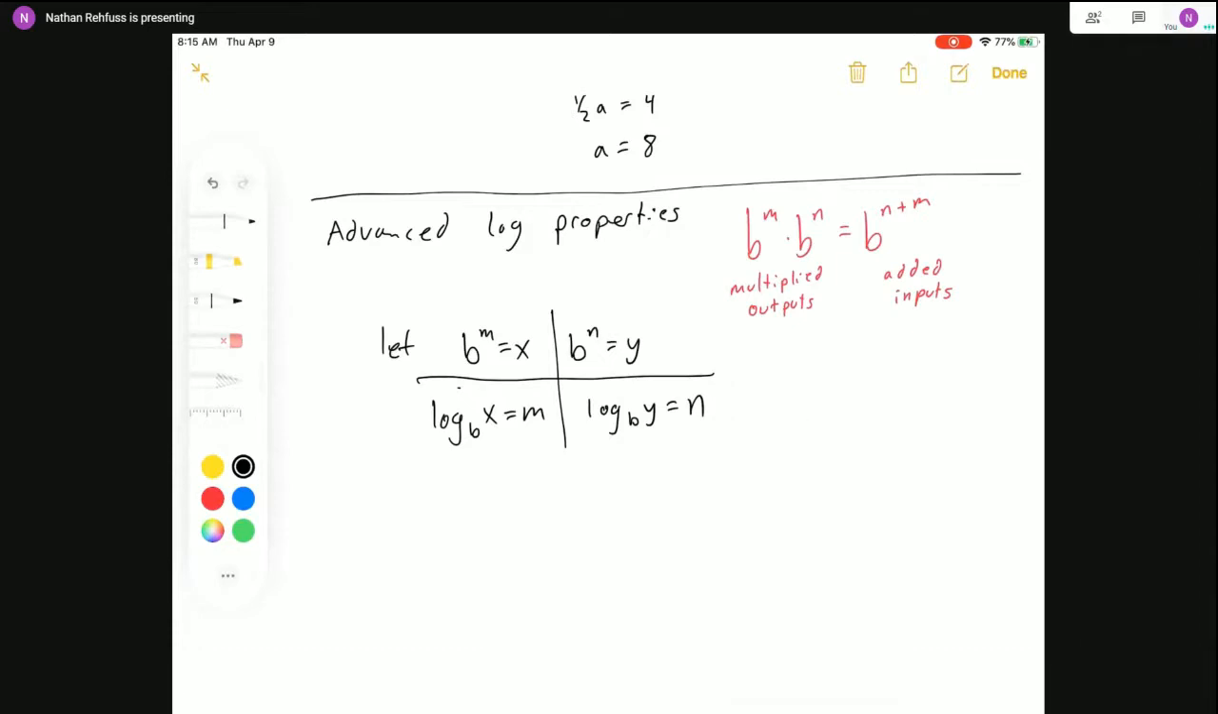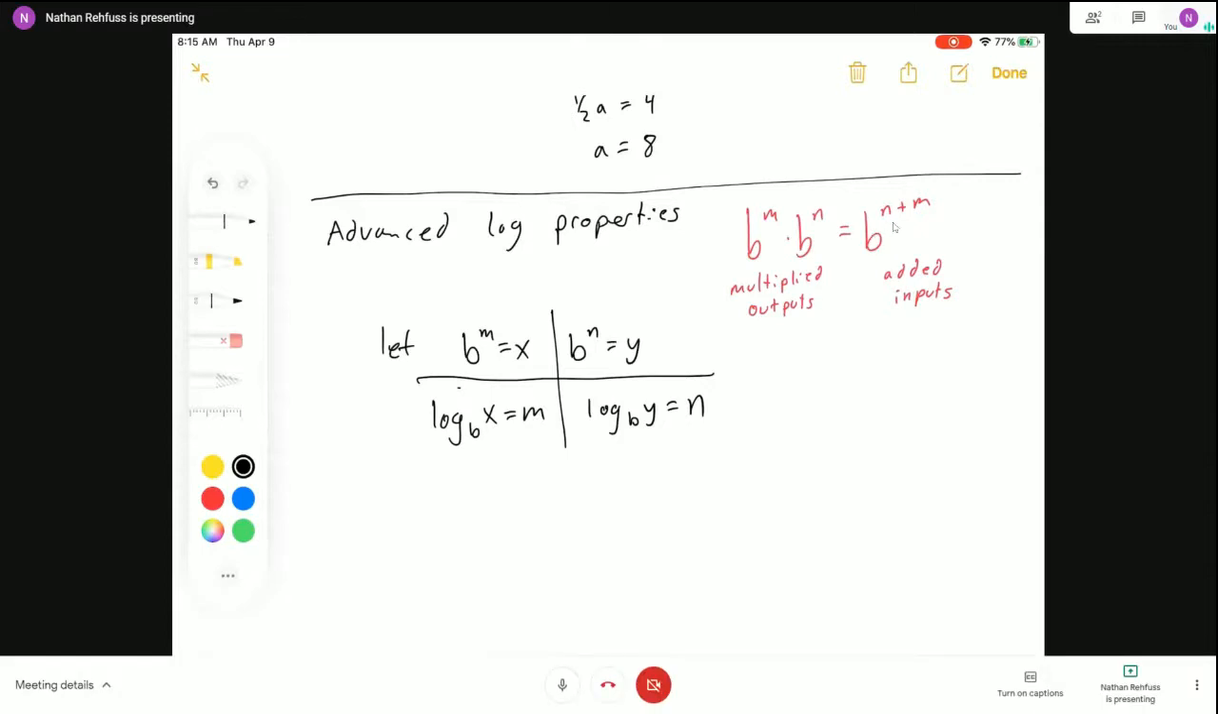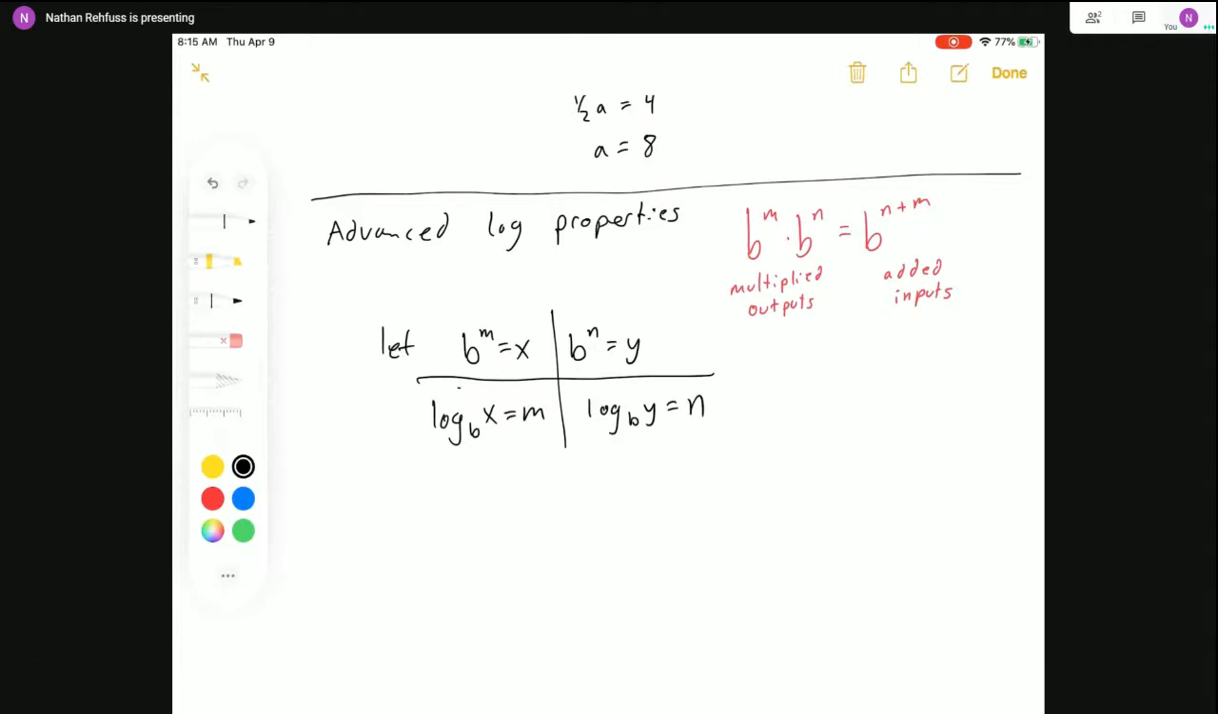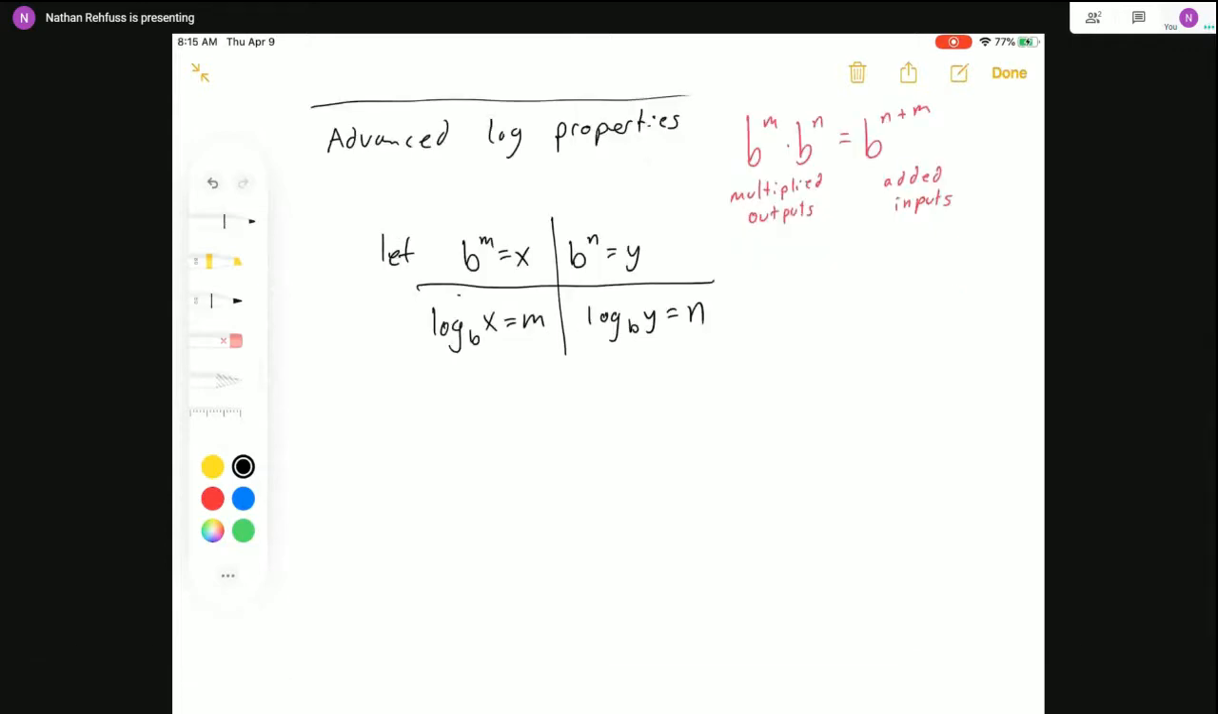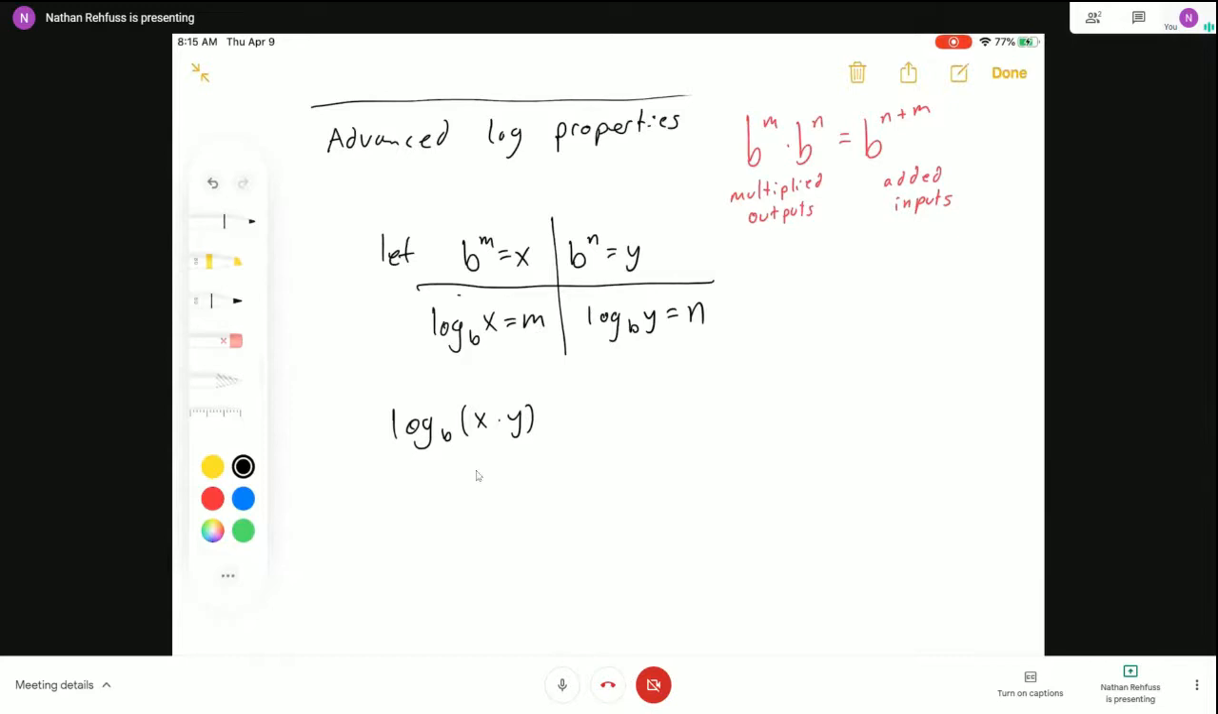And here's what I'm going to do. I'm expecting multiplied inputs to turn into added outputs. So I'm going to go ahead and multiply my inputs. I'm going to ask, what is log base b of x times y? And we're going to try to use nothing but these 4 declarations to try to tease this apart. So there's going to be a lot of substitution. I'm going to use these 2 facts: x is b to the m and y is b to the n. So I'm going to replace those in this expression.